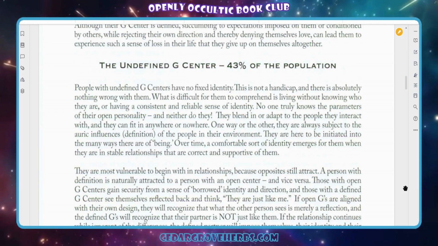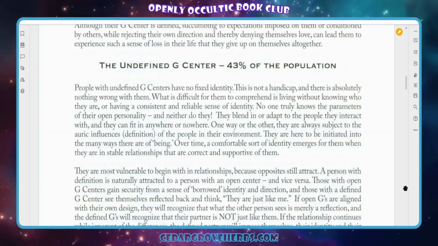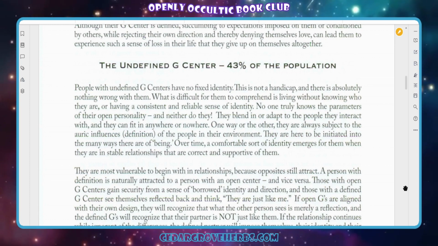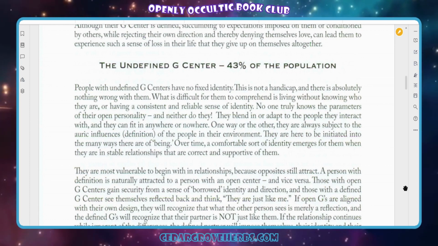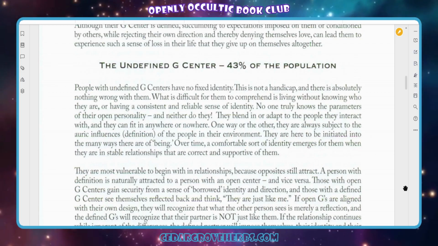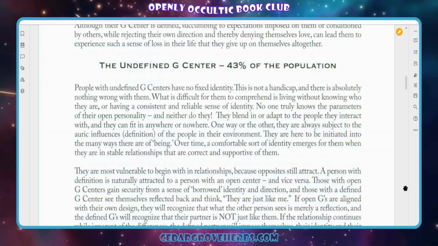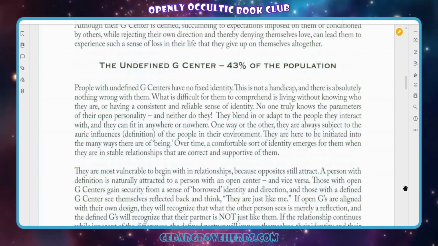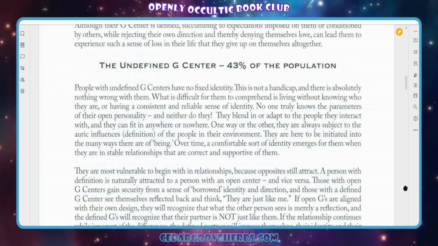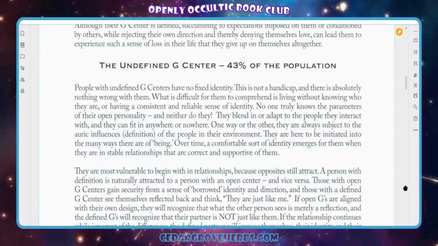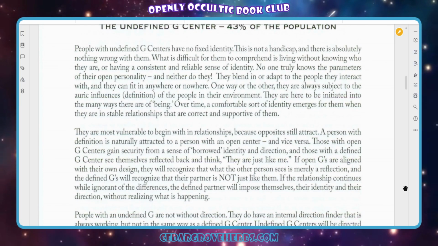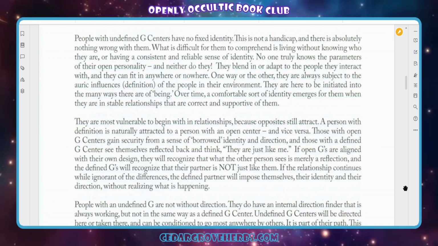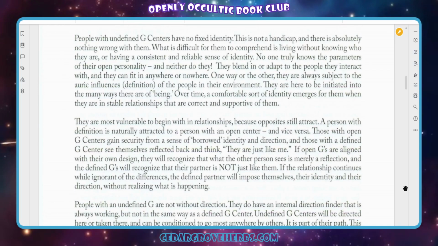They blend in or adapt to the people that they interact with, and they can fit in anywhere or nowhere. One way or the other, they're always subject to the auric influences, or definition, of people with defined G centers in their environment. They're here to be initiated into the many ways there are of being. Over time, a comfortable sort of identity emerges for them when they're in stable relationships that are correct and supportive of them. They're most vulnerable to begin with in relationships because opposites still attract.